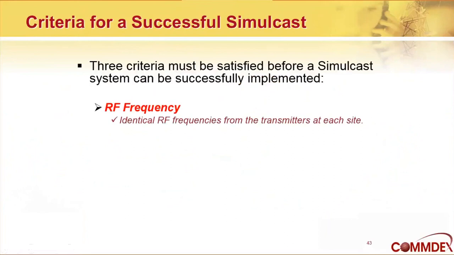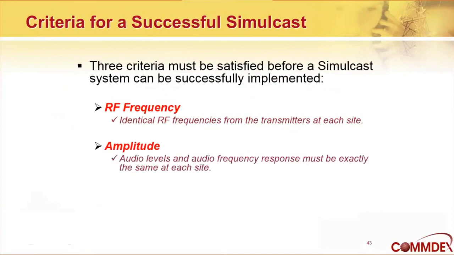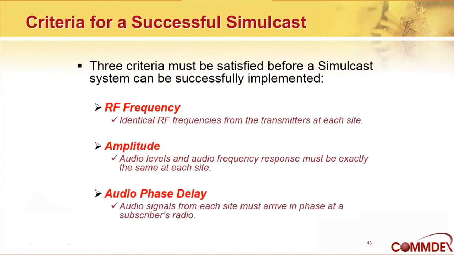So what do we have to do to be successful in simulcast? Well, we have to provide the identical RF frequencies from the transmitters at each site. It needs to be very high stability type transmitters where we don't have a lot of frequency drift. We also have to control the amplitude because if one signal has a different amplitude than the other, then you'll get amplitude cancellation. And as we mentioned, you have to control the delay so signals arrive in phase at a subscriber's radio.